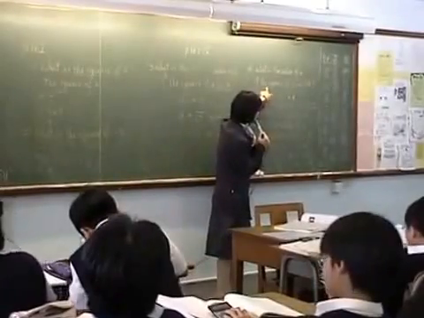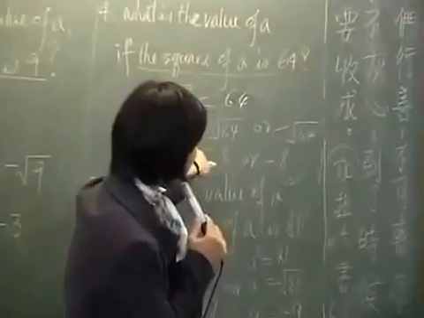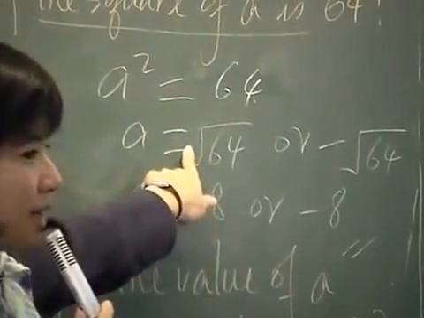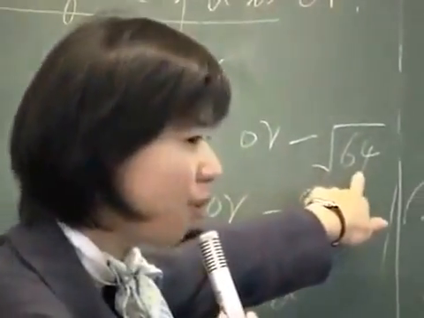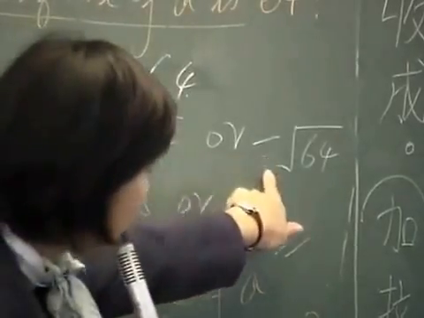Equation to express this condition: the square of A equals 64. So A equals the square root of 64 to represent a positive value, or negative square root of 64. This you can find the answer is 8, and this you can get the answer negative 8.